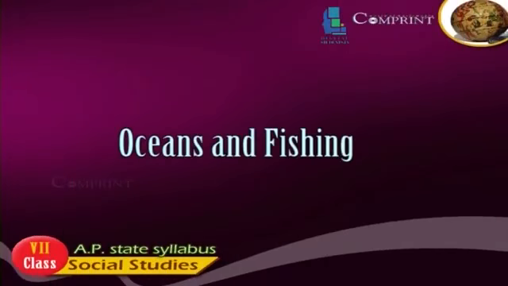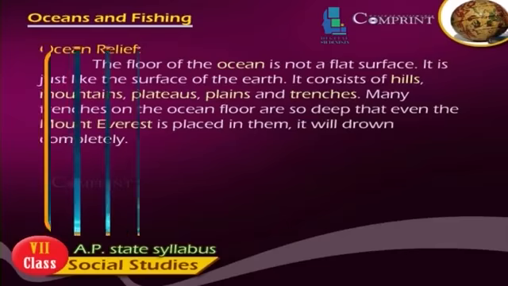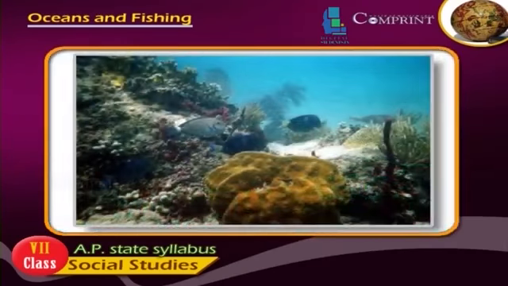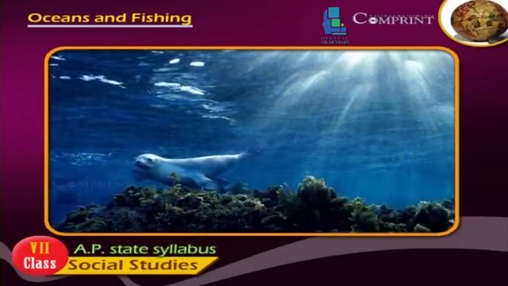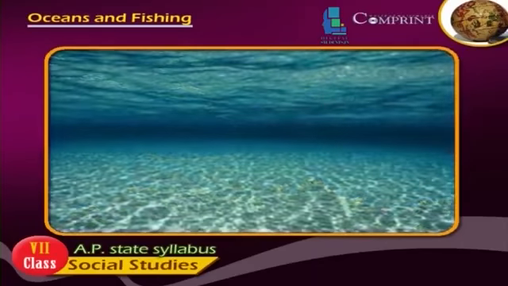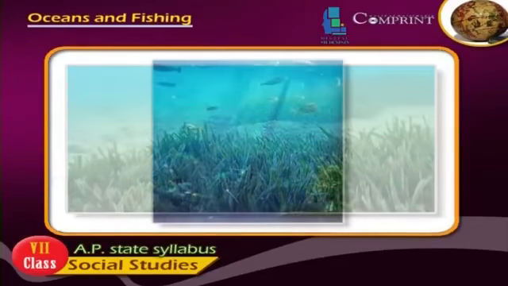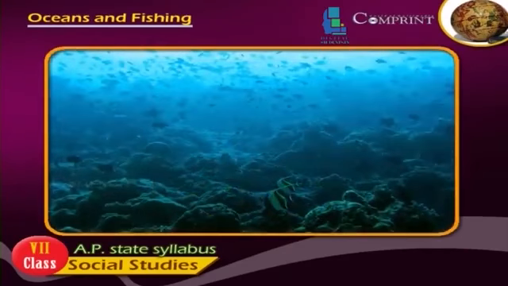Oceans and fishing. Ocean relief. The floor of the ocean is not a flat surface. It is just like the surface of the earth. It consists of hills, mountains, plateaus, plains and trenches. Many trenches on the ocean floor are so deep that even if Mount Everest is placed in them, it will drown completely.